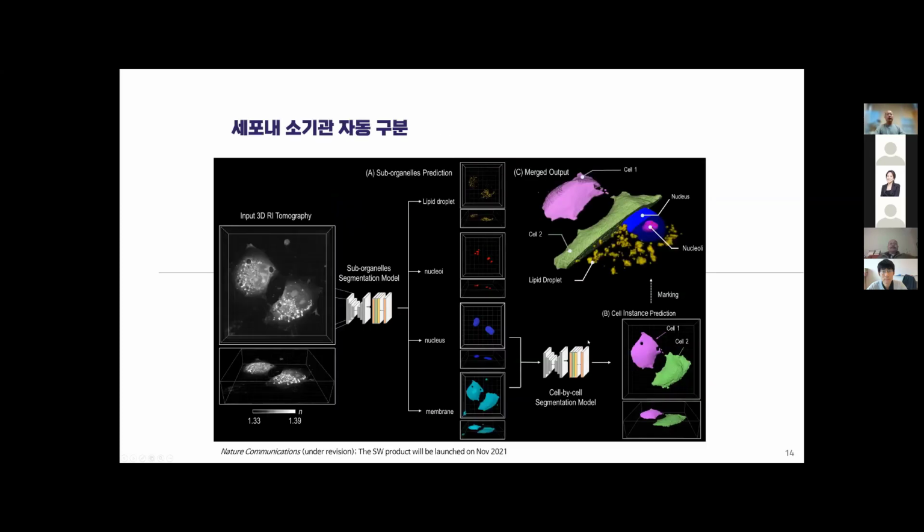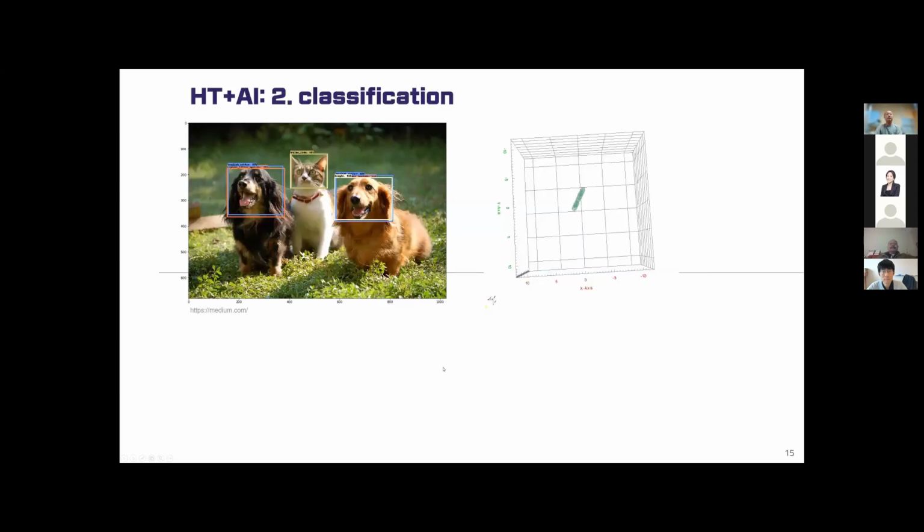We wanted to move further, so we developed this algorithm to segment various subcellular organelles, including the membrane, nuclear membrane, nucleoli, and lipid droplets. The raw refractive index tomogram measured by Tomocube can be automatically segmented by this AI algorithm. Although this is under review in a journal, we have already launched the software, so anyone can use it. Following my talk, Dr. Kim will explain the details of these algorithms.